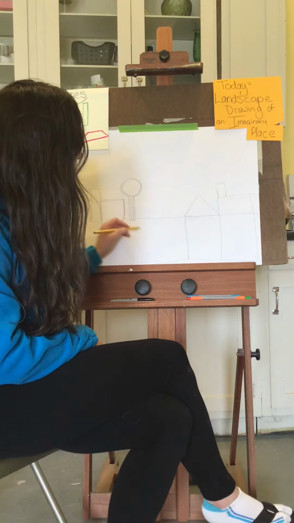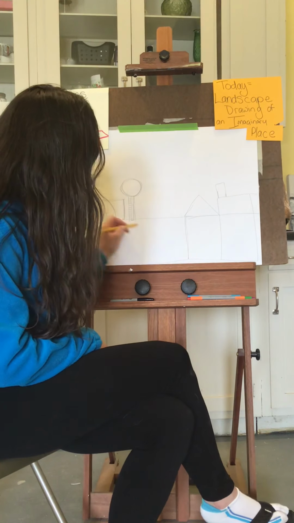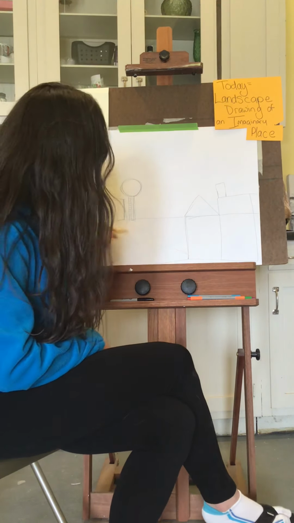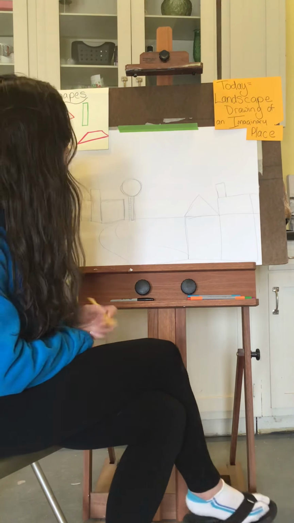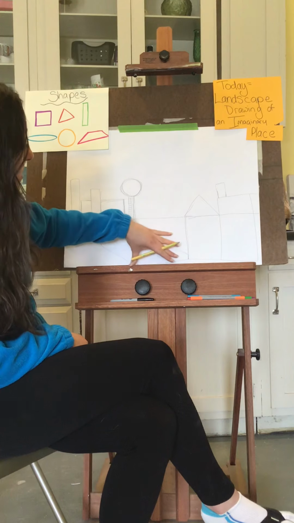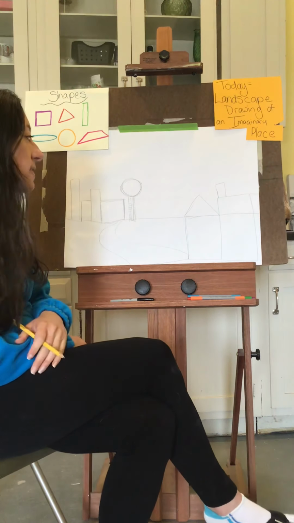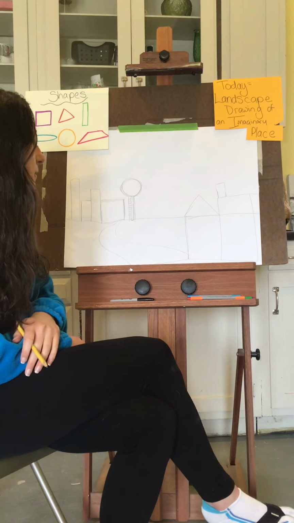One thing you could do if you wanted to is make a little road to kind of connect my buildings. And as you can see, my road is going to get bigger and then also smaller as it's farther away from my image.